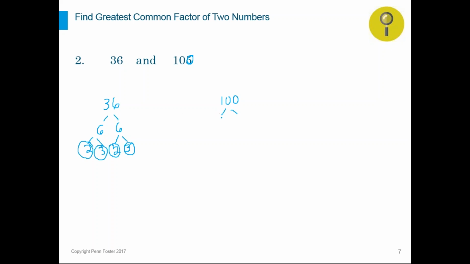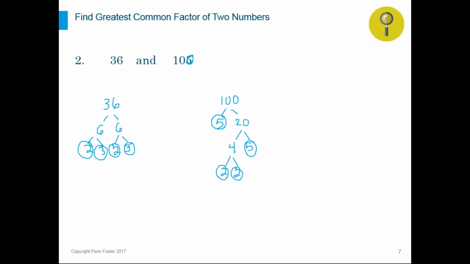For 100, you can go with 2 times 50. You can go with 5 times 20. I'm going to do 5 times 20. You can try it as 2 times 50 if you want. 5 is a prime factor. It's not going to be broken down to anything else. 20, though, is 4 times 5. 5 is a prime factor, but 4 is not a prime factor. It's 2 times 2. Let's circle the leaves. These should be prime factors: 5, 2, 2, and 5.